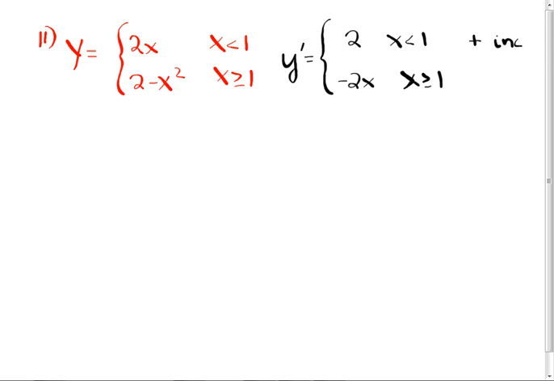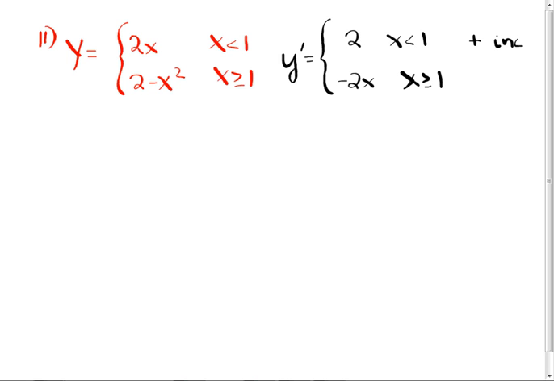Where is the problem going to be on this graph? 2x and 2 minus x squared is not a problem. They're both beautiful graphs. Where is the problem? When x is getting close to 1. Is the function continuous? Okay, so it's not even continuous there.